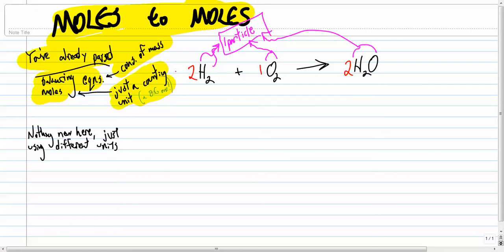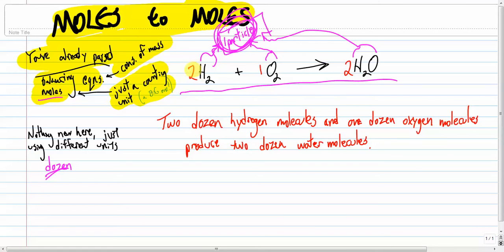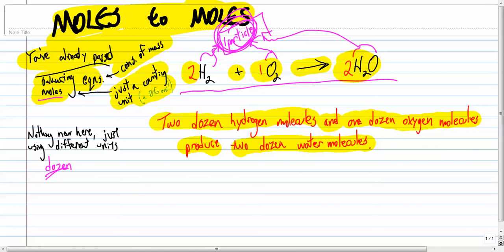But what I want to do is switch to another unit to describe this equation, and that is the mole. But before I do the mole, I want to ease you into it by thinking about dozens first. So if I were to write this reaction out as a sentence, using dozens instead of just thinking about particles, this is what the sentence would look like. This 2 right here, you've got 2 dozen hydrogen molecules, and then your plus, that's the "and", and then you've got 1 dozen oxygen molecules, and they produce, that's the arrow, 2 dozen water molecules.